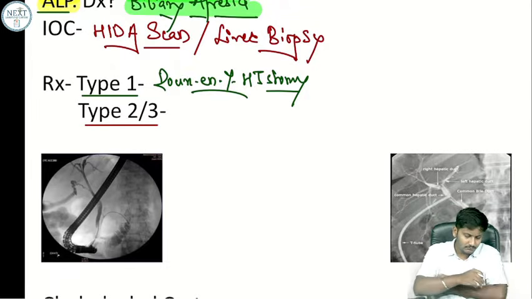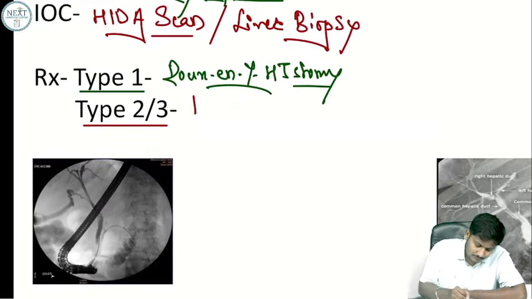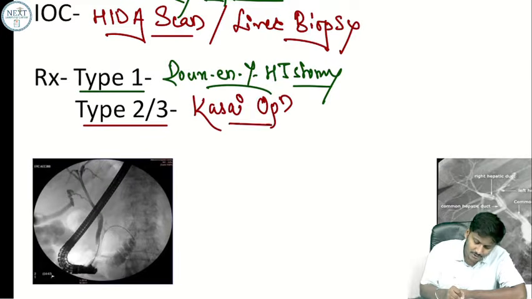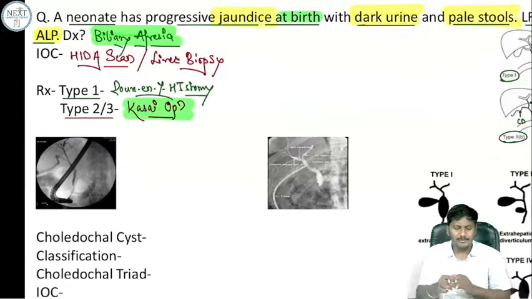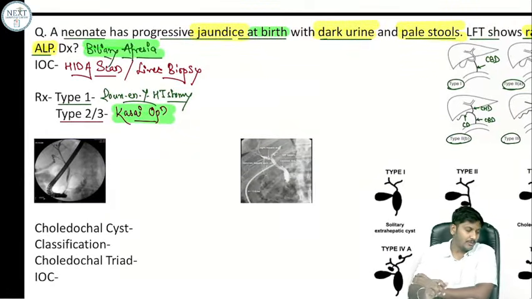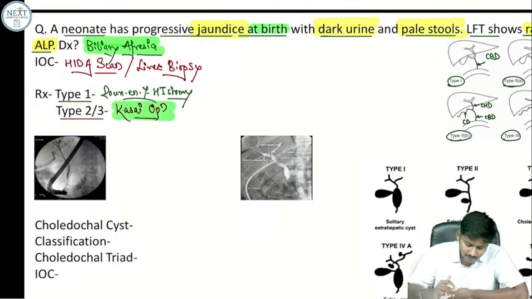Very good. So we know, beta, it is classically called the Kasai surgery or the Kasai operation. The Kasai operation is usually done for type 2 and type 3 biliary atresia, beta. This is what is important to be remembered. Clear? Chalo. So these are the points.